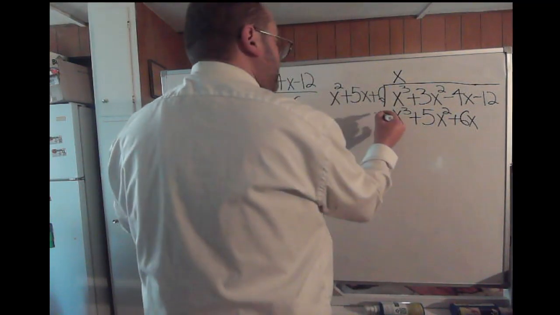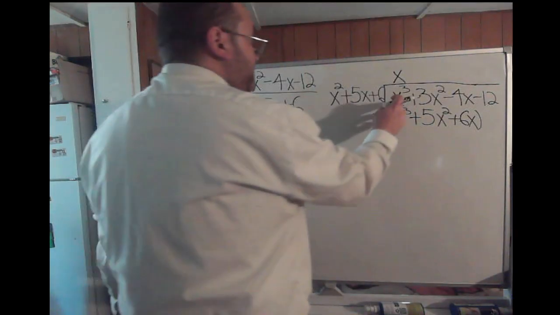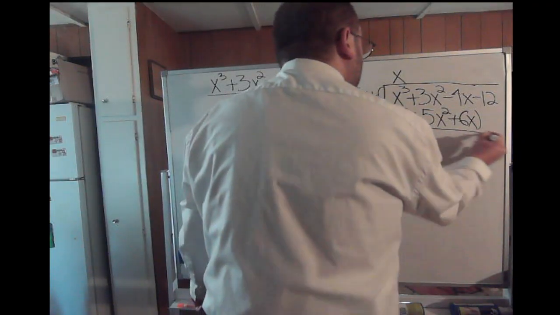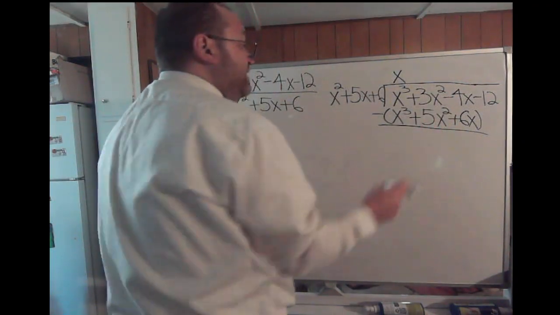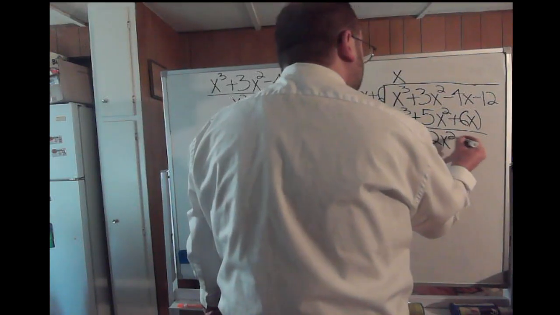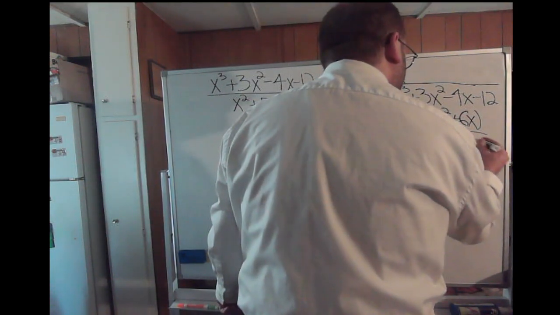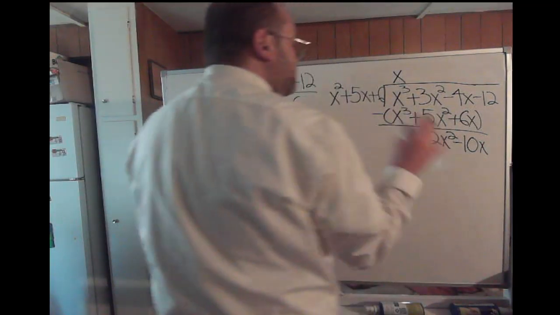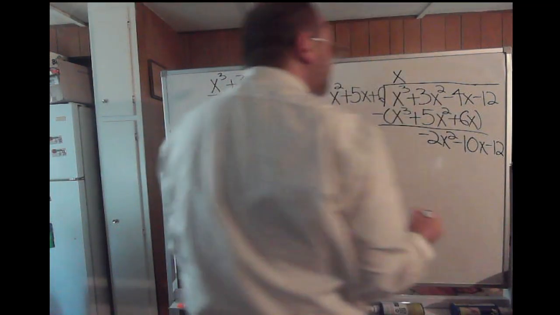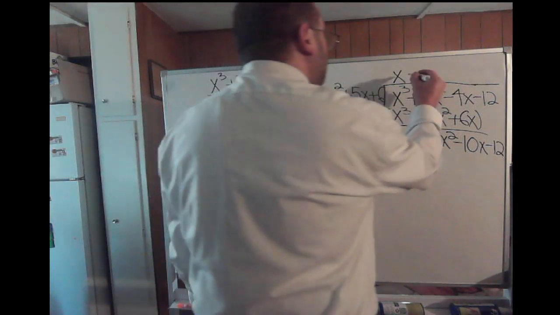So now you'll subtract the quantity of what you got from the dividend. X to the third minus x to the third, that's 0. Okay? Now 3x squared minus 5x squared, that's going to give you negative 2x squared. And then negative 4x minus 6x, that would give you negative 10x. Once you get that, bring down your negative 12 from the dividend. Now x squared times what equals negative 2x squared? Well, that'd be negative 2.